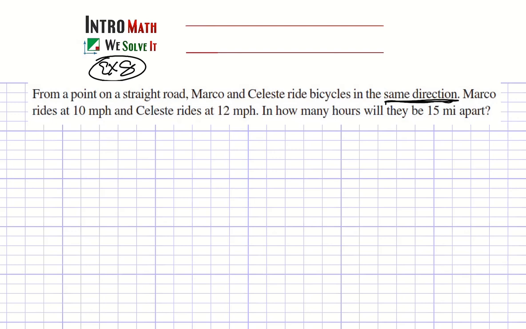You will see problems later that head in opposite directions. Here are the two rates. They're heading in the same direction, right? And they want you to find in how many hours would they be 15 miles apart? Because you see, their rates are different. So of course, one is going faster than the other. So this is a kind of a little confusing problem. So you gotta try to solve that equation.